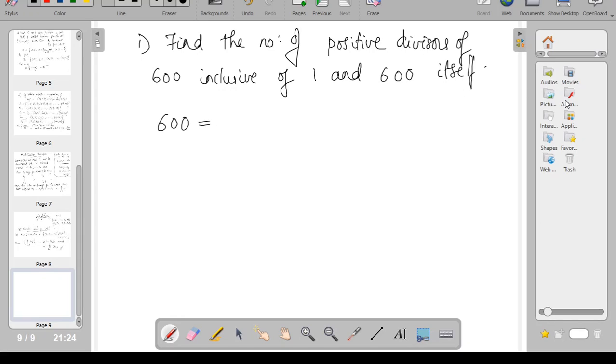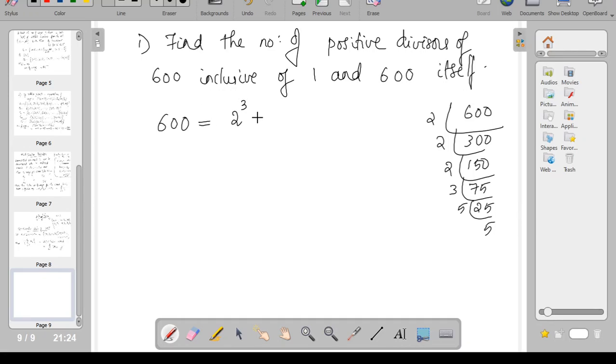Now let us first see what is the prime factorization of 600. So you have 600, then you will get 300, again divide by 2, you have 150, then 2, that will be 75, then divide by 3, so that will be 25, so again 5, 5. So 600 can be written as 2 cube into 3 into 5 square.